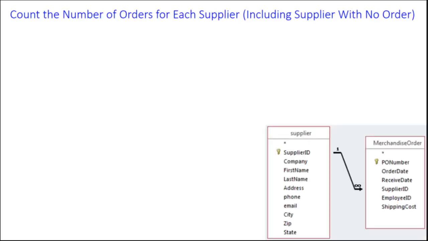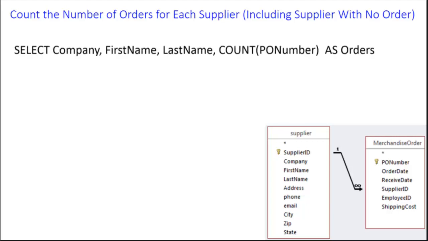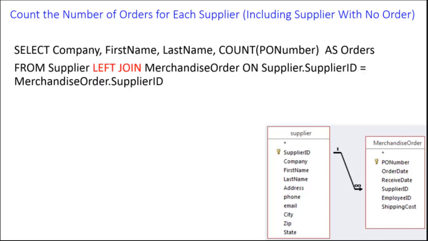Which tables are involved? The two tables we need if we want to return information about the supplier are the supplier table and merchandise order. In merchandise order, we have the supplier ID, which shows if a supplier has received an order, and then the supplier company, first name, last name. So we start the query with a select statement: company, first name, last name, and then count of purchase order number. We join the tables using a left join.